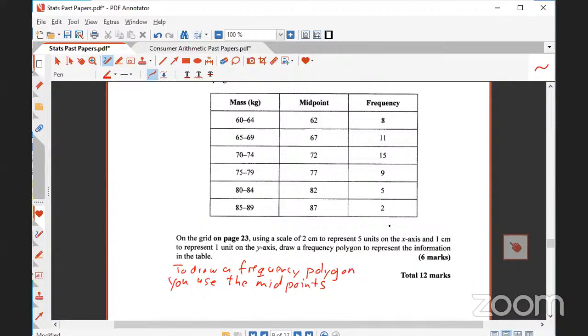But what if they did not actually find the midpoints for us? How would we find it? The midpoint right here is 62. But how did they actually get it? They said 60 plus 64, and then they divided by 2. Same thing for this one, 65 plus 69, and then they divided by 2. And you would realize that it's following a little pattern here. You go up by 5. So 5 plus 5 plus 5 plus 5 plus 5. And that's basically how you would get your midpoint right there.